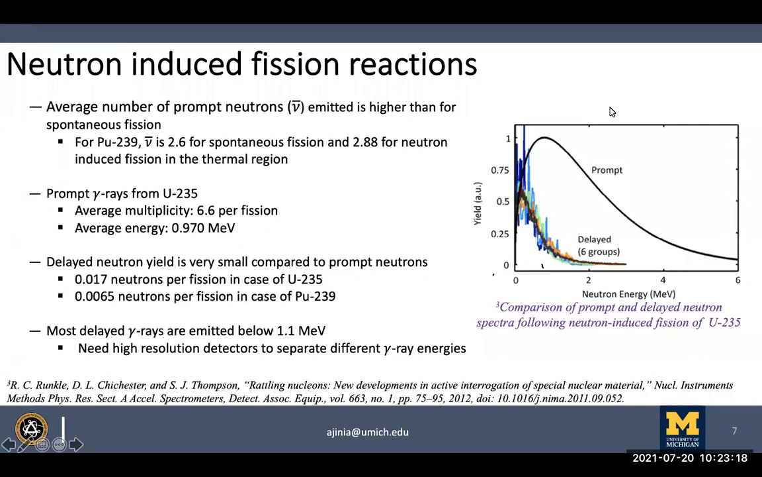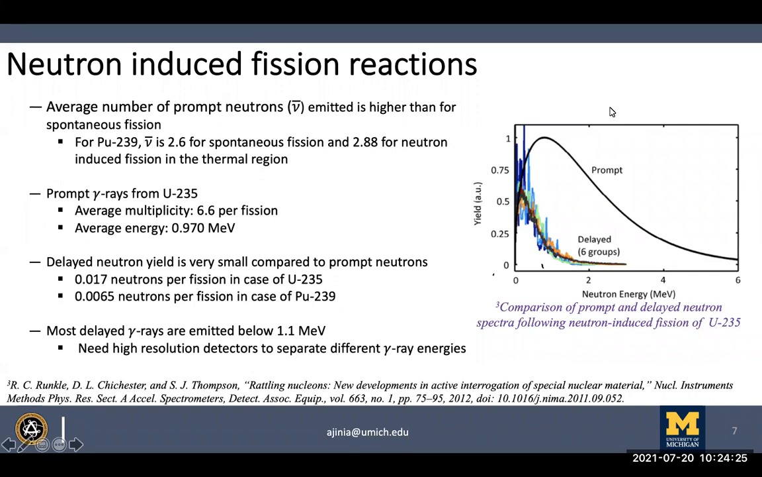Now, as I mentioned earlier, we also have delayed signatures that are emitted. And the yield at which they are emitted is very small compared to the prompt neutrons. But they still give us some information on the material that's being investigated, because delayed neutrons will come from fission reactions, and we won't get delayed neutrons from any other reactions like photonuclear, gamma-n reactions, where a neutron is emitted. So a delayed neutron is a very distinct type of particle that we get from fission. And the same applies for delayed gamma rays. These are low energy gamma rays, so we need high energy resolution detectors to be able to detect them.